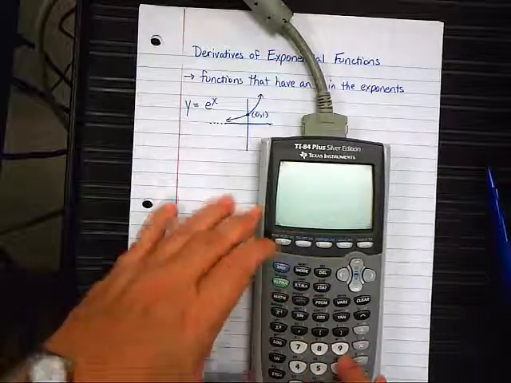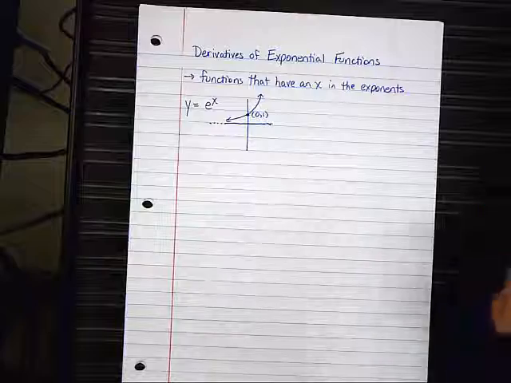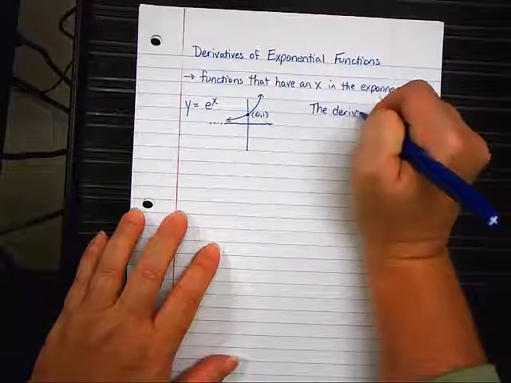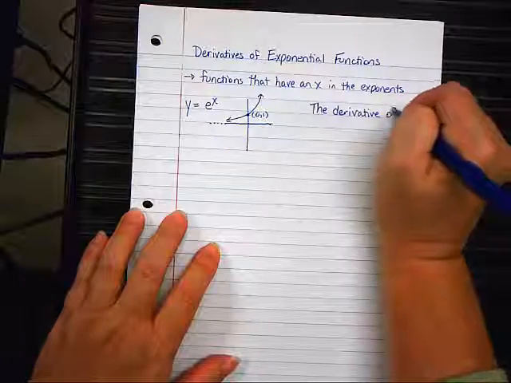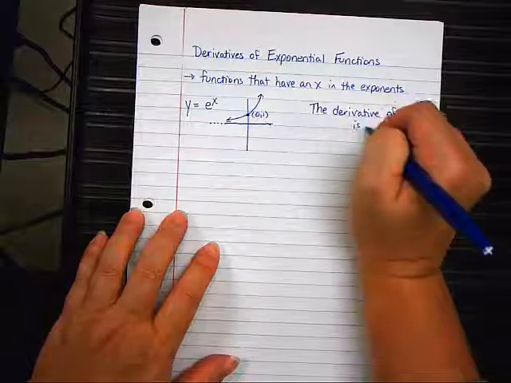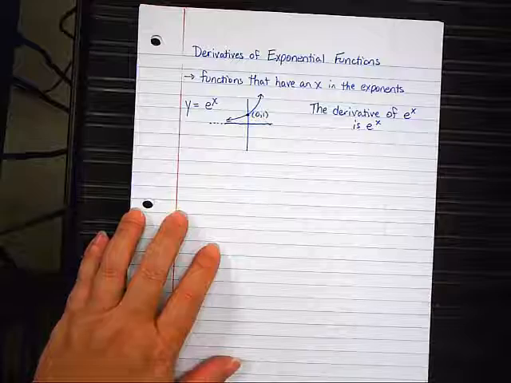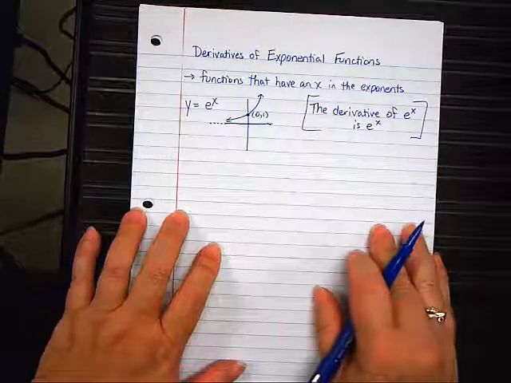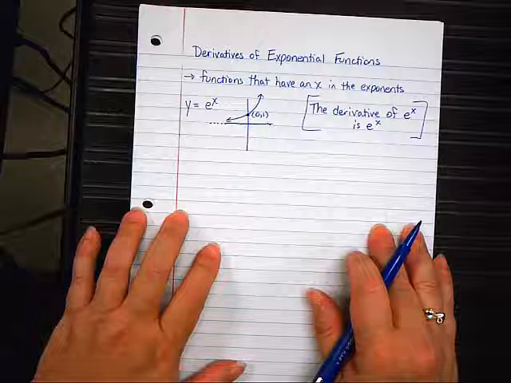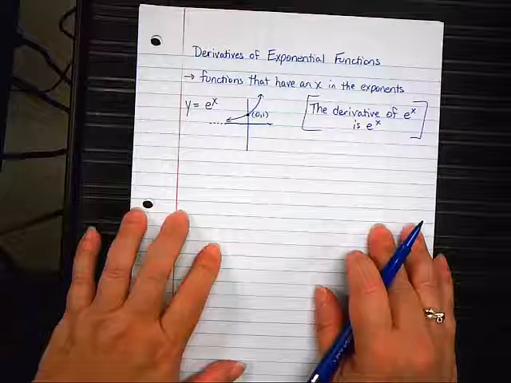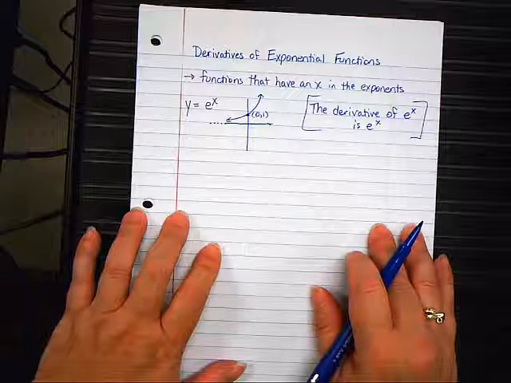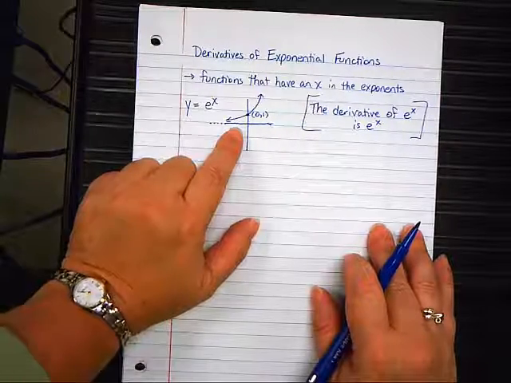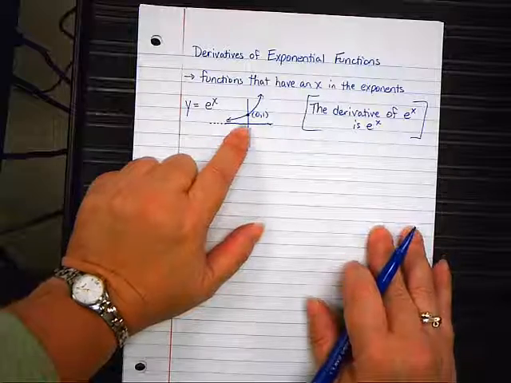Okay? So, I want you to write on your paper right here: the derivative of e to the x is e to the x. Very important thing to know. Okay? No matter how many times you take the derivative, it's always going to be e to the x. That's exactly right.